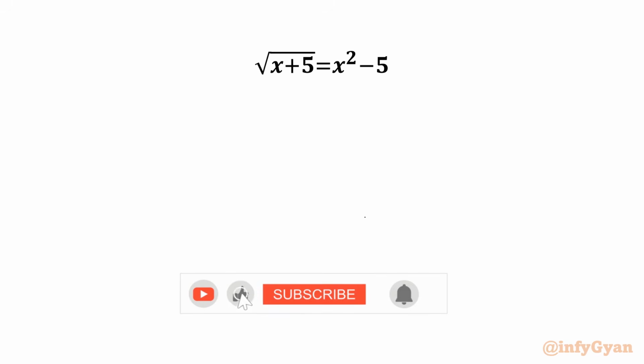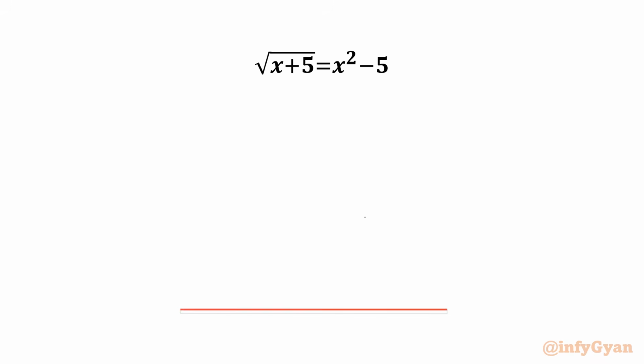In this video, we'll be solving one very interesting question from algebra. Square root of x plus 5 equals x squared minus 5, given that x belongs to real numbers. Now most of us will be thinking about squaring both sides. It will convert our equation into a quadratic equation, and that equation is not going to be that easy to solve.